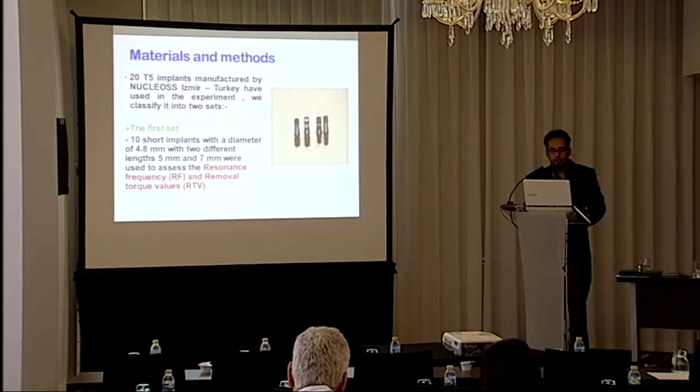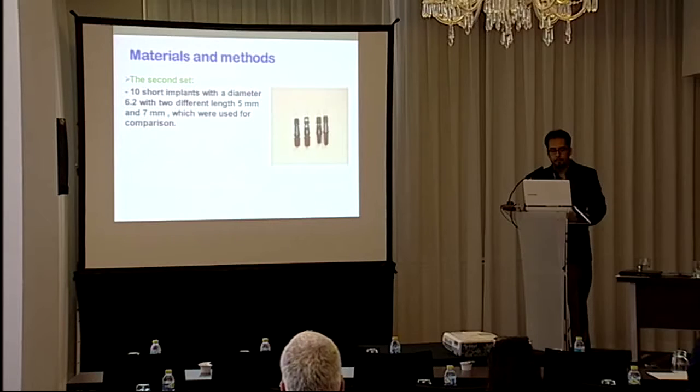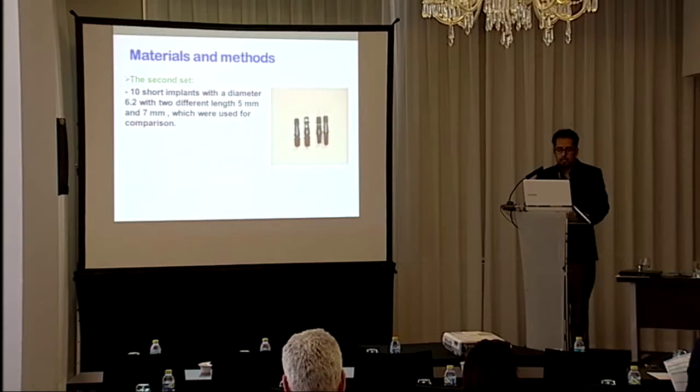20 T5 implants manufactured by Nucleus in Izmir, Turkey, were used in the experiment. We classified them into 2 sets. First, 10 short implants with a diameter of 4.8 with 2 different lengths, 5 and 7 millimeter, were used to assess the resonance frequency and removal torque values. The second set, 10 short implants with a diameter of 6.2 with 2 different lengths, 5 and 7 millimeter, were used for comparison.